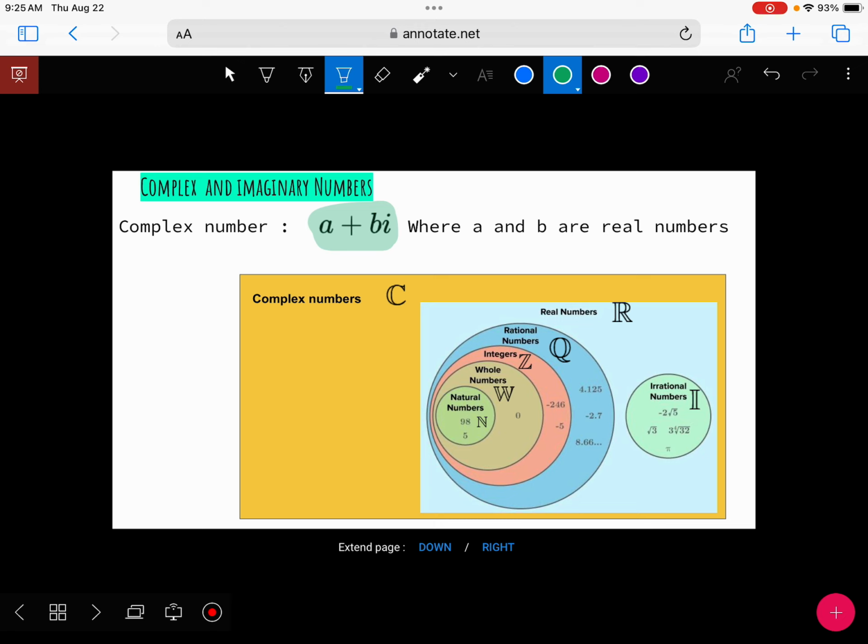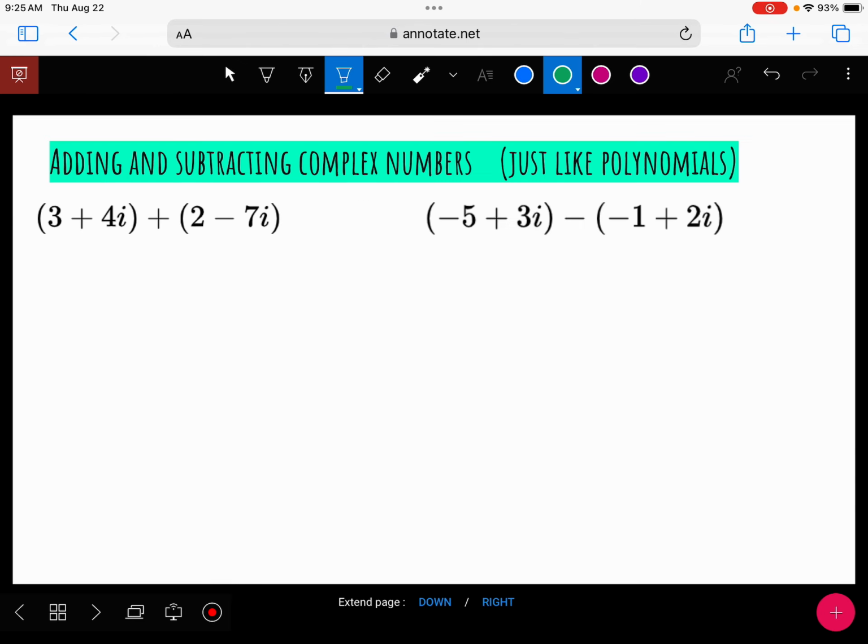All right. So what we're going to do is we're going to start with adding and subtracting complex numbers. They look like this.